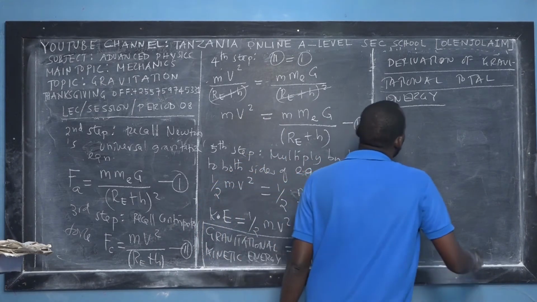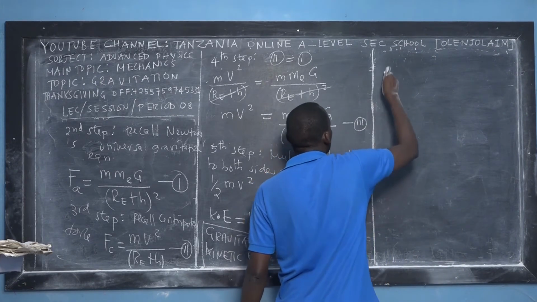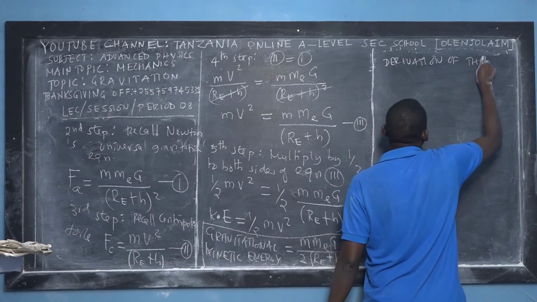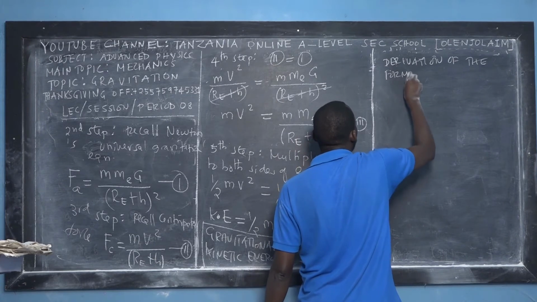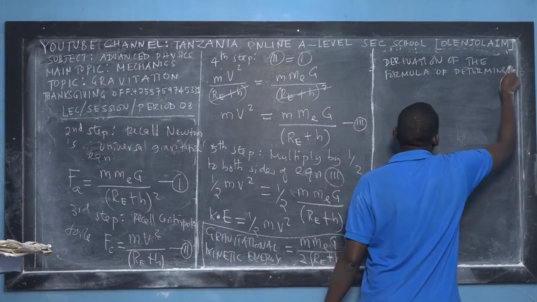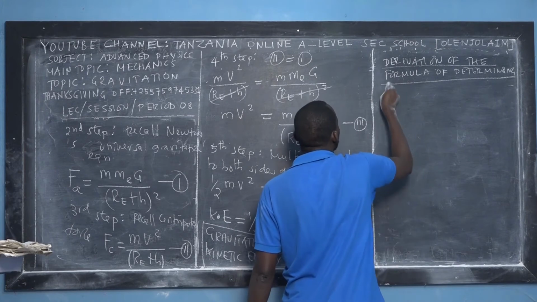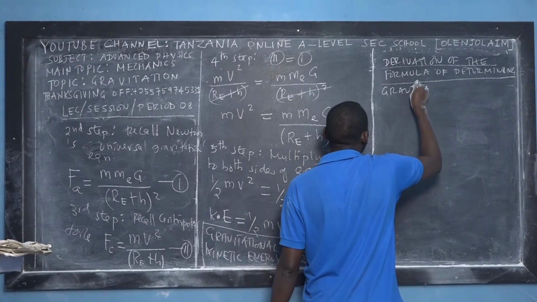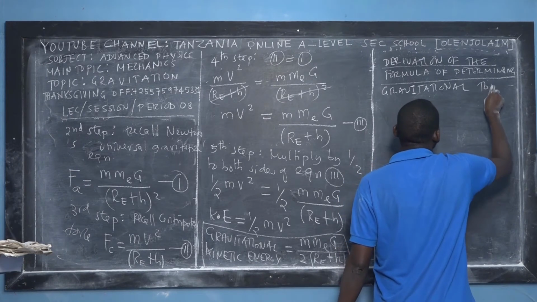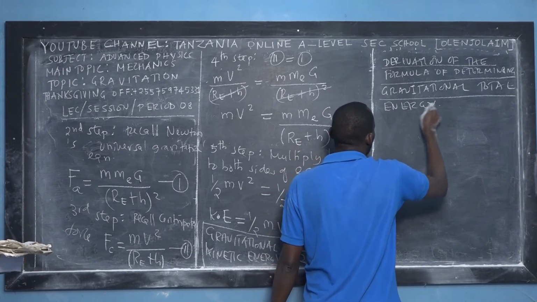So, derivation of the formula. You should not write, just add the missing words: derivation of the formula of determining gravitational total energy.